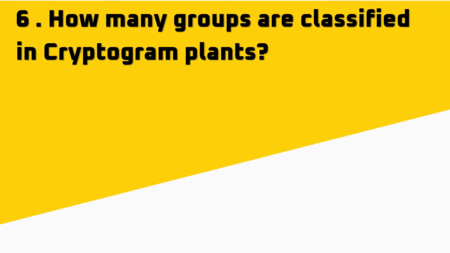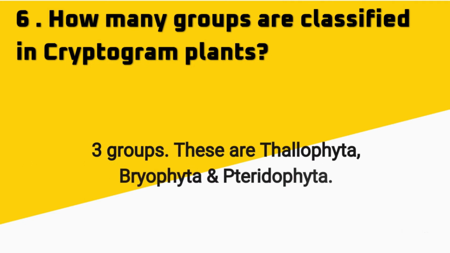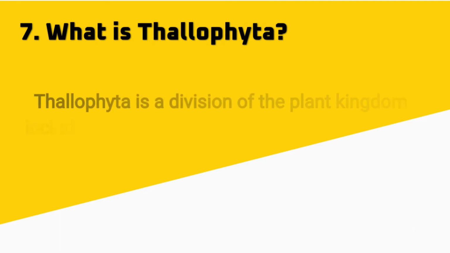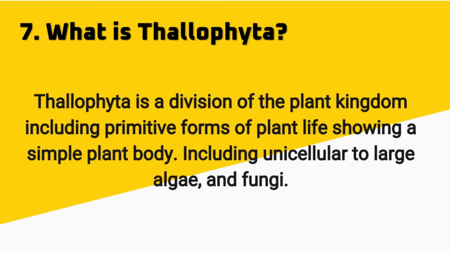How many groups are classified in cryptogram plants? The answer is 3 groups. These are Thallophyta, Bryophyta and Pteridophyta. What is Thallophyta? The answer is Thallophyta is a division of the plant kingdom including primitive forms of plant life showing a simple plant body, including unicellular to large algae and fungi.